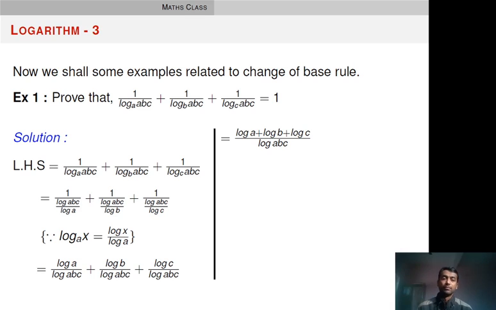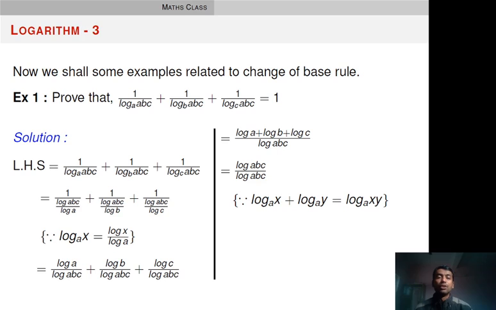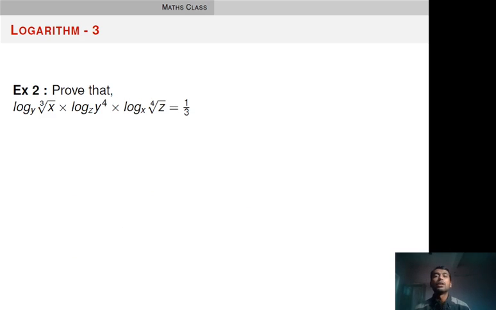Okay, now what next? In the numerator we can use rule number 6. Whenever addition of log functions is given, it is converted into multiplication with a common log function. So we can write log abc divided by log abc. Now the numerator and denominator are both the same, so they will cancel and the answer will be 1, which is equal to the right hand side. It's not difficult, you just need to do some practice. Let's see the next example, number 2.